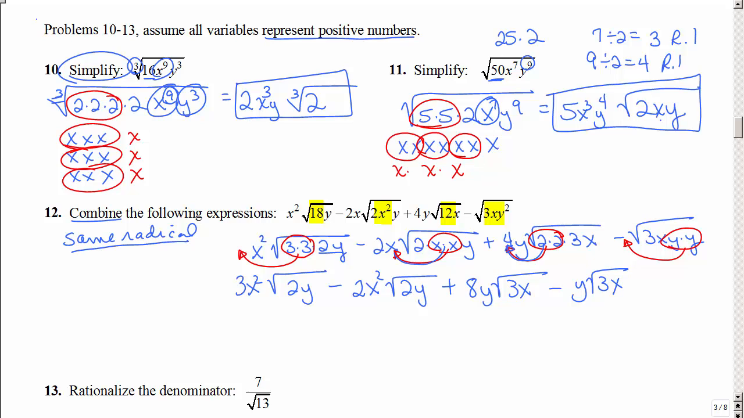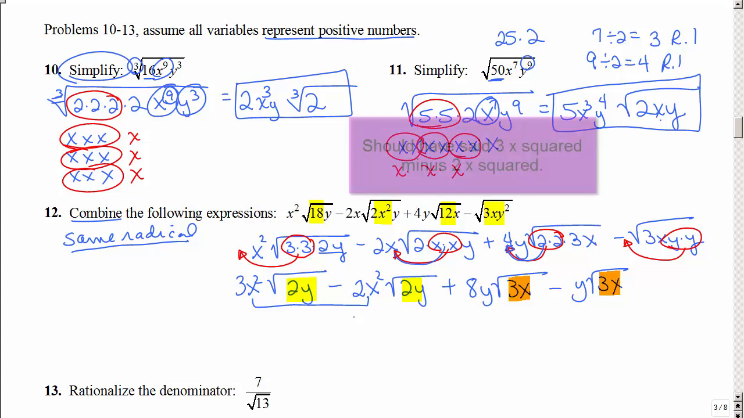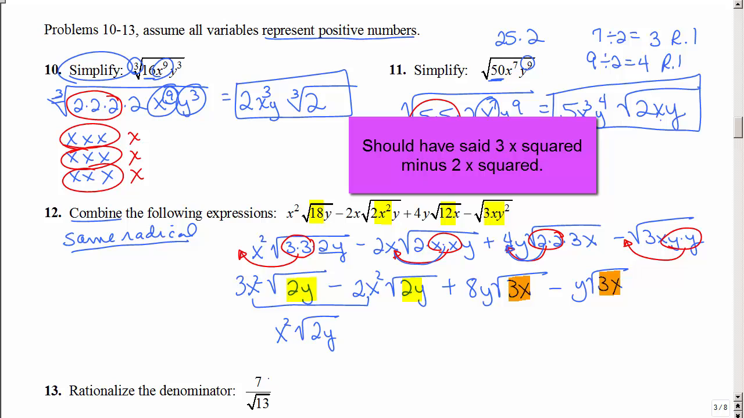So again, I have to be able to have the same radical. Well, those two are the same, and those two are the same. All right, so can I combine those? Well, are the coefficients like terms? Yes, they are. So 3x squared minus 1x squared is x squared, and you keep the radical.